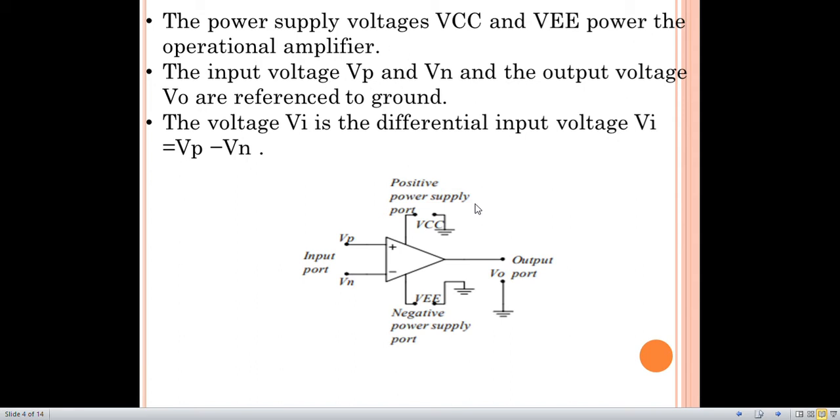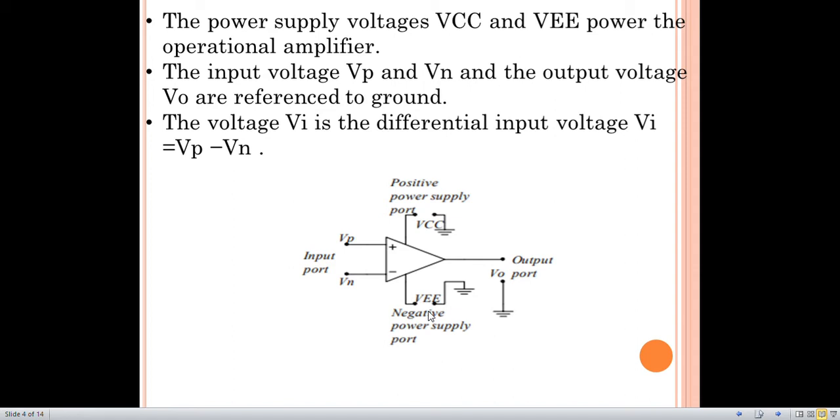Here VCC and VEE, these are the two power supply that are needed in the operational amplifier. VCC is a positive power supply port and the another supply, that is VEE, is a negative power supply port.